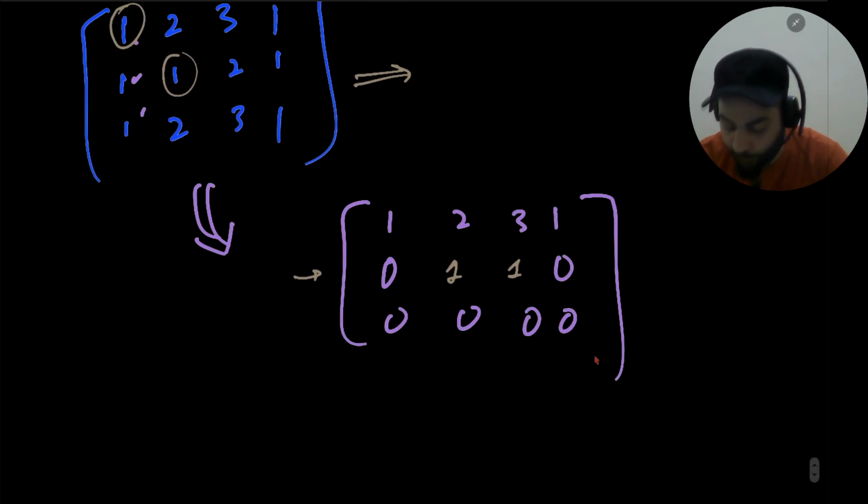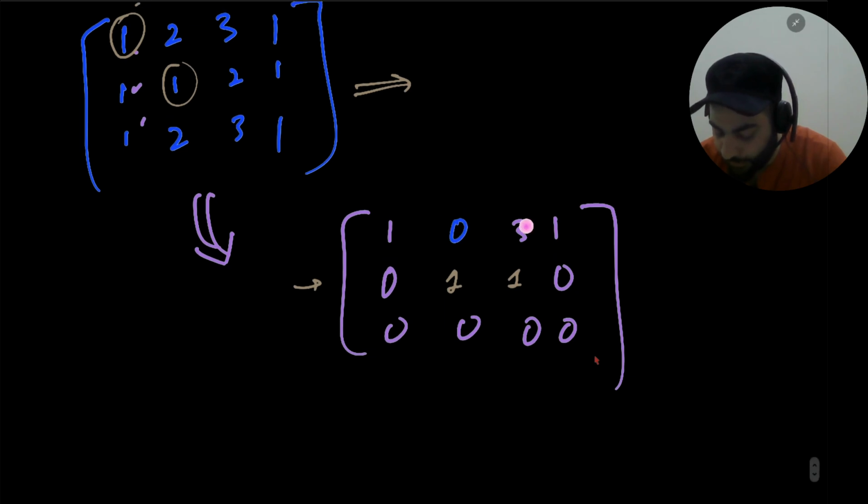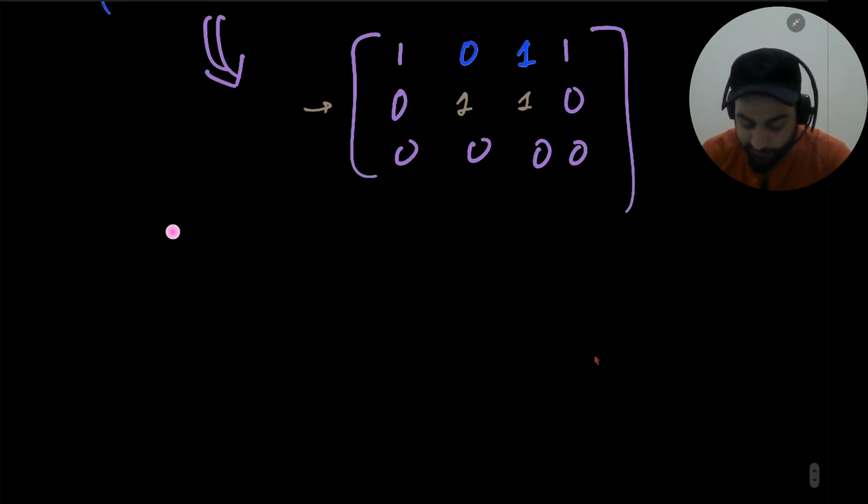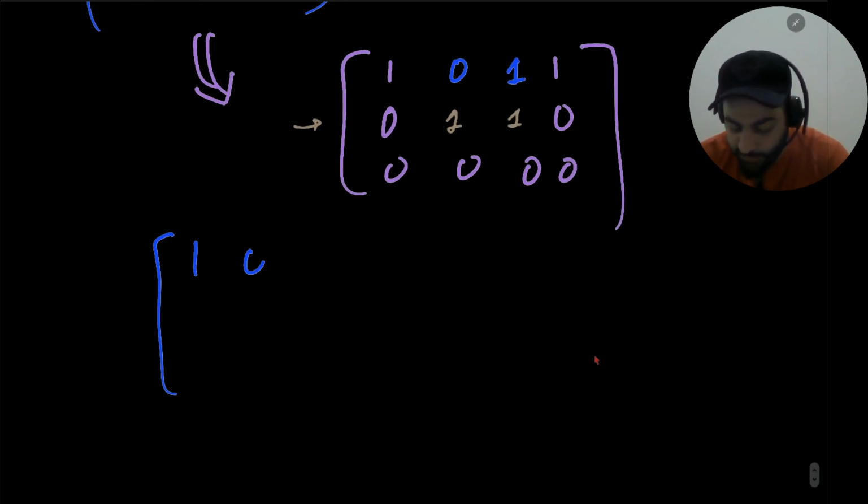Again, I can do one more operation. I can multiply this equation by 2 and then subtract it from row 1. So 1 minus 0 is 1, 2 minus 2 is 0, and 3 minus 2 is 1, so this will be 1. So this is what we got after the row reduced echelon form. The final matrix we got is 1 0 1 1, 0 1 1 0, 0 0 0 0.